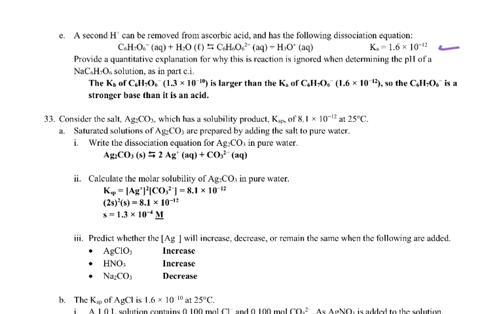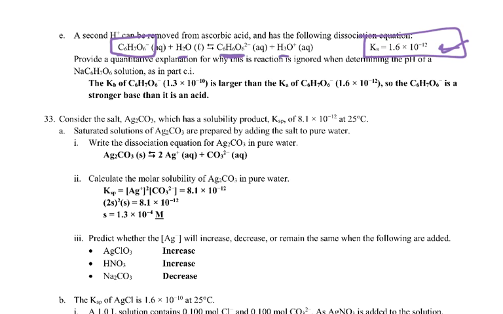Okay, so provide a quantitative explanation for why this reaction is ignored. Well, what we're saying is we have a substance that can either gain a proton or lose a proton. Now, how much is it going to take for this species to lose one more proton like it just did here? Well, the Ka of this second equation is the measure of how good it is as an acid.